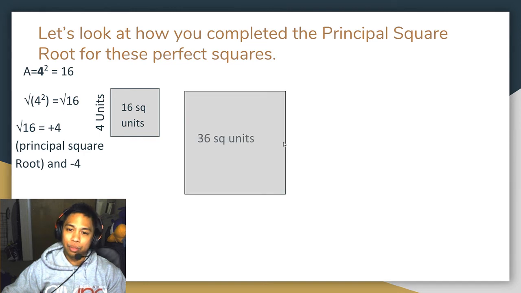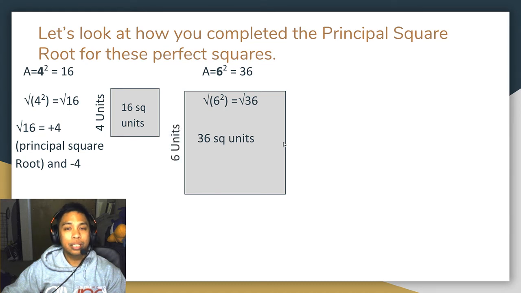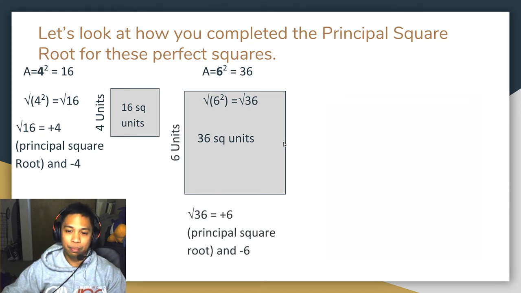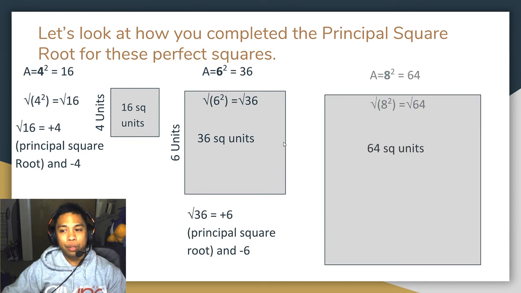In the second square, we had 36 square units. So the area was equal to 36 square units, which is equal to 6 times 6, or the square root of 36, which is 6 units. And for the final one, we have A equals 64 square units, which is equal to 8 squared. The square root of 8 squared is 8 units.